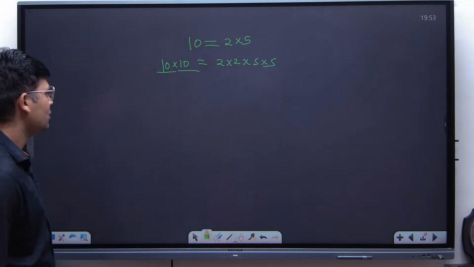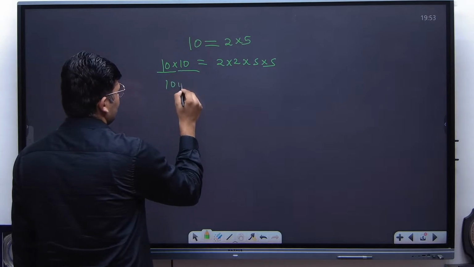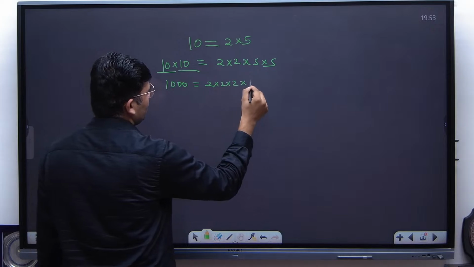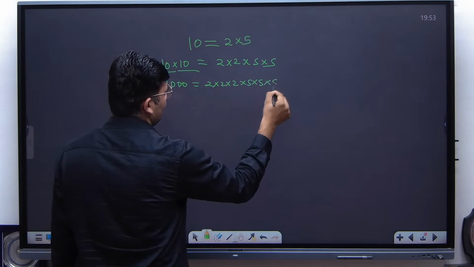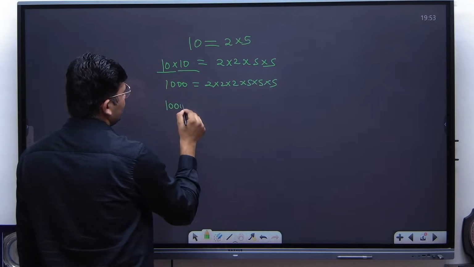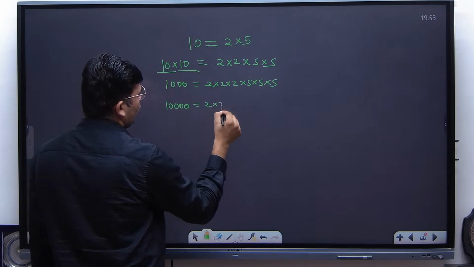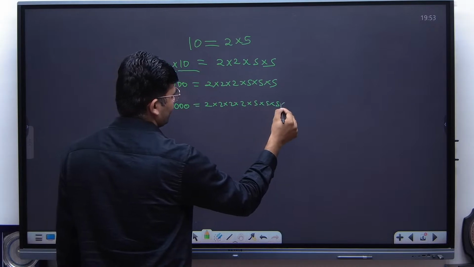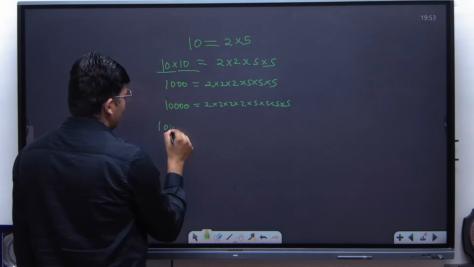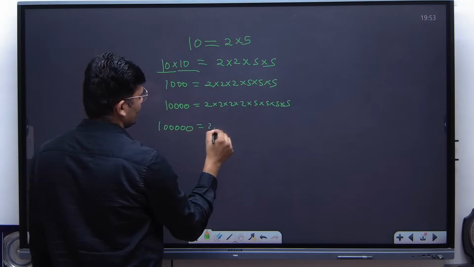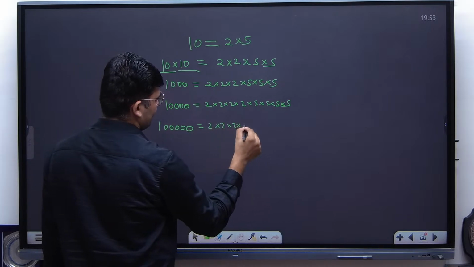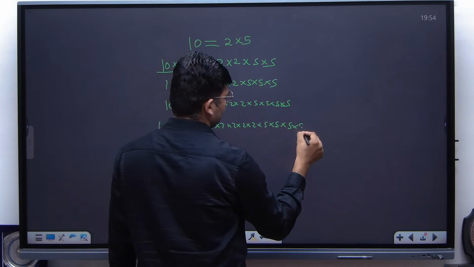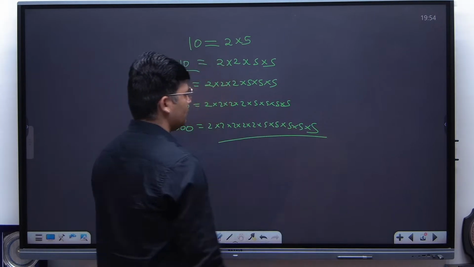You know this? Suppose I say 1000. For 1000, how many 2s you will get? 3 2s and 3 5s. For 10,000, you will get how many 2s? 4 2s and 4 5s. For 1 lakh, 5 2s. No, 6. Please write this down.